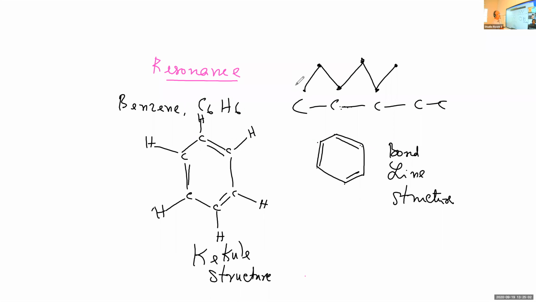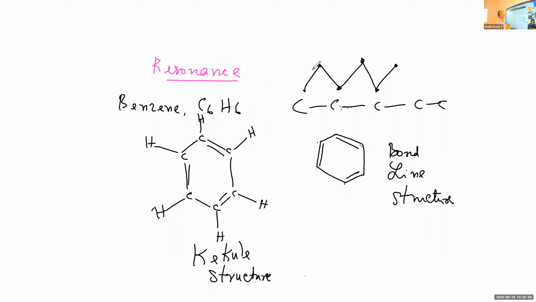Carbon-carbon bond length. It's alternating, right? Some are single bonds and some are double bonds. So the thing is this: the bond length between the carbon atoms will not be the same. There are two types of bond lengths, a double bond as well as a single bond. If it is a single bond, what will be the single bond length?